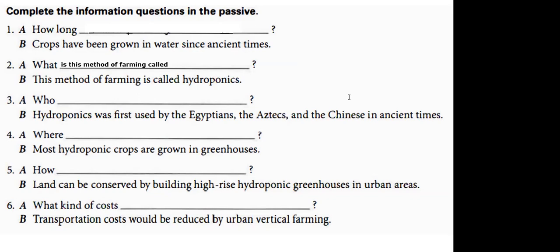What do you think about number one? Number one is an example. Have crops been grown in water? How long have crops been grown in water? But this is an example. So we shall continue with 2, 3, 4, 5, and 6. Okay. So the answer number 3 is correct.